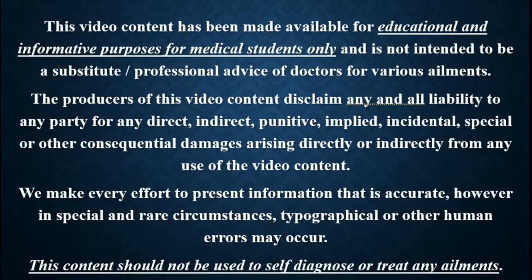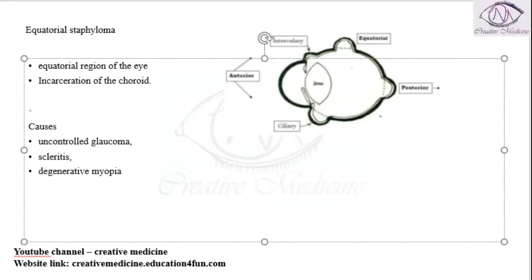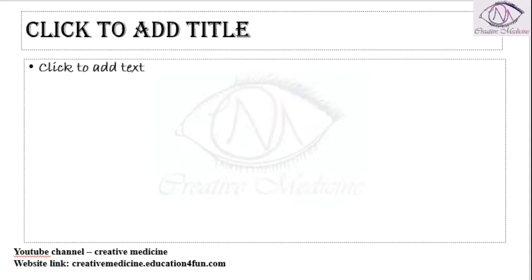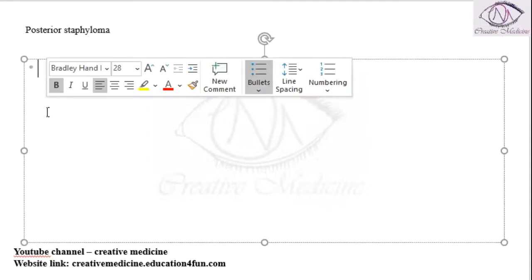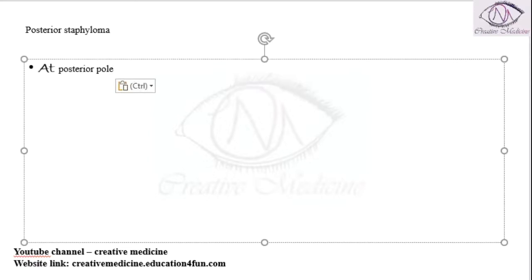In this lecture, we will learn about... Then we have posterior staphyloma. Posterior staphyloma mainly occurs at the posterior pole and it is lined by choroid on the inner side. So there is herniation of choroid seen in the posterior staphyloma.